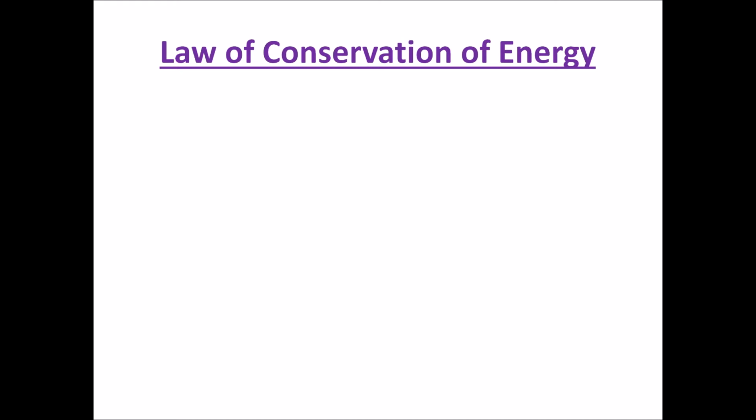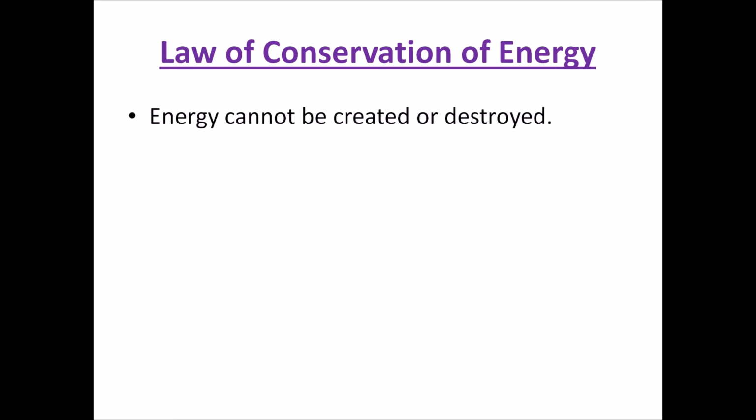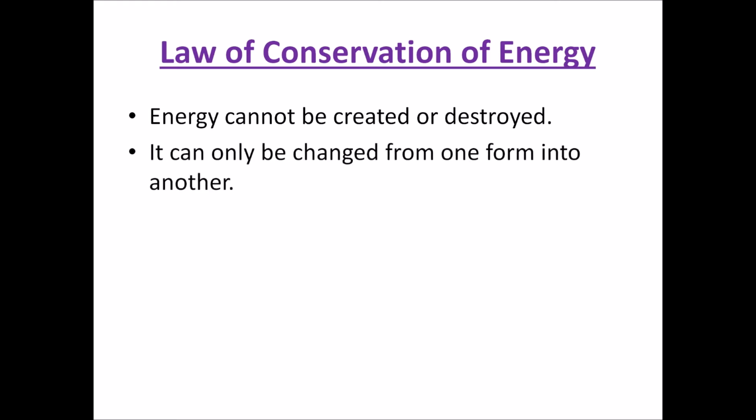So the first thing we need to cover is the law of conservation of energy, which is one of the fundamental laws of all of the sciences. It's especially relevant for chemistry and physics. What it says is energy cannot be created or destroyed. So the energy we have around us, we can't create or destroy it. When we talk about generating electricity, we're making electricity, but we're not creating energy. What we can do though is change energy from one form into another, and we can transfer energy from one place to another as well.